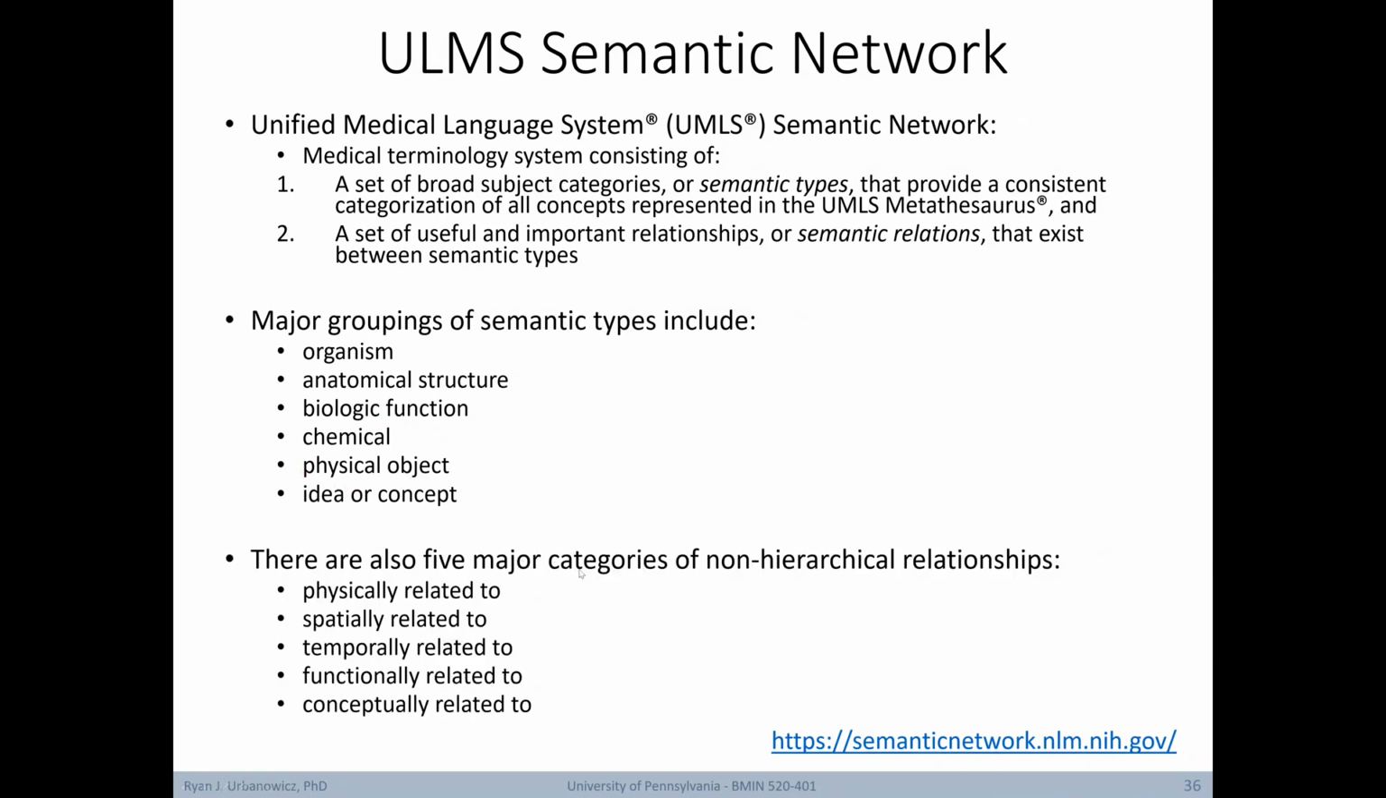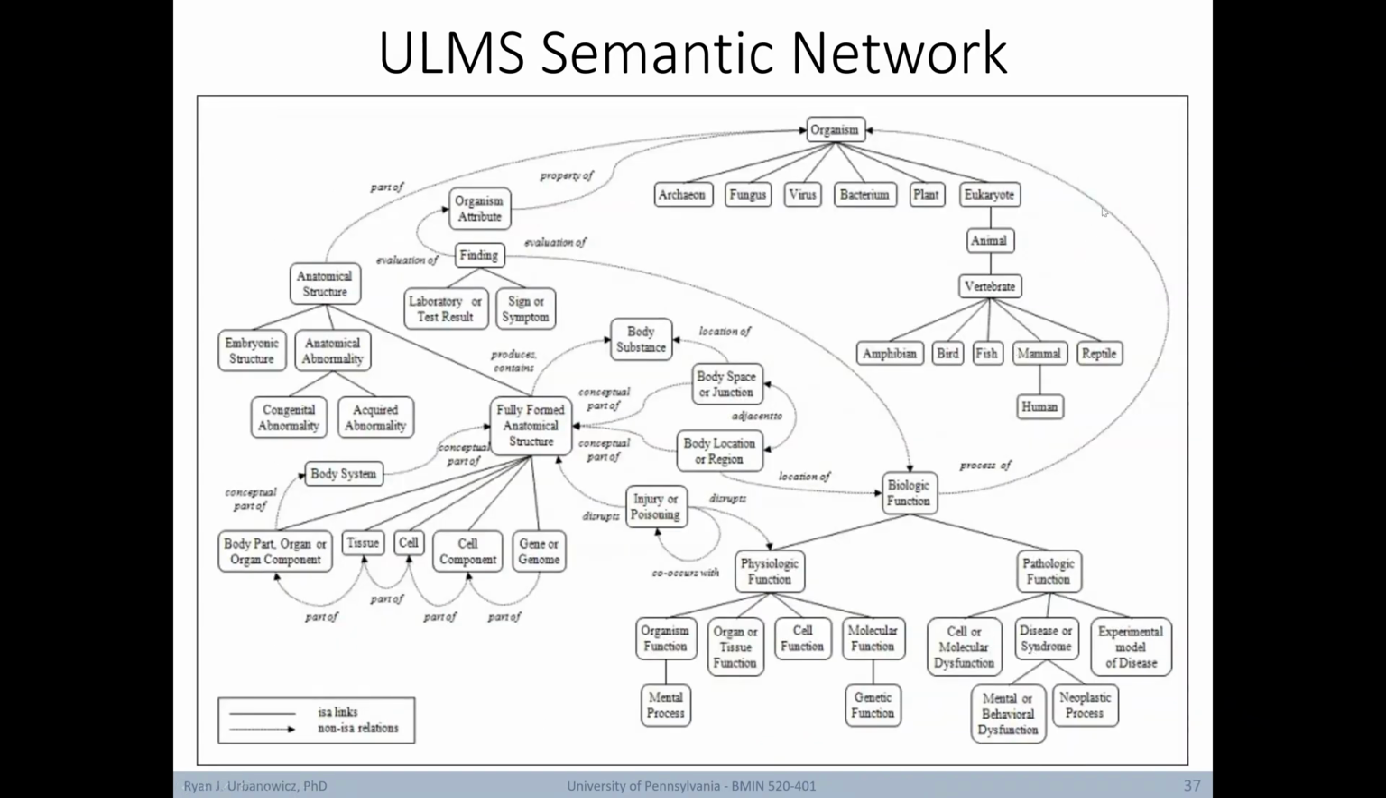There are also 5 major categories of non-hierarchical relationships in the UMLS. These include physically, spatially, temporally, functionally, and conceptually related to. Here's a link for the UMLS if you want to check it out more. Further, here's a high-level illustration of the UMLS semantic network. In this particular illustration, edges without an arrow represent is-a links, where items higher up in the figure are more general. Edges with an arrow represent non-is-a relations, such as location of, process of, or part of.